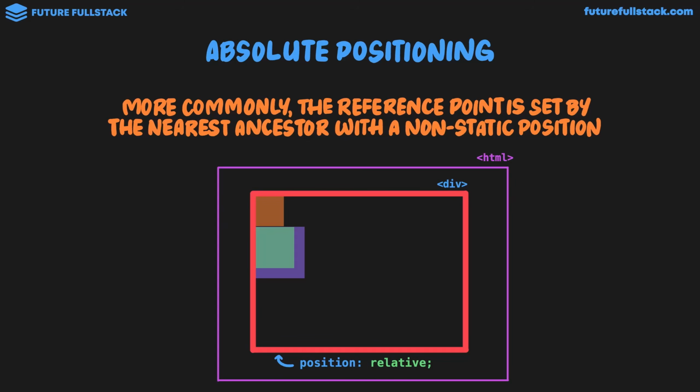So if we applied the offset properties now, let's say left 100 pixels, this will move our green element 100 pixels from the left edge of the div, and top 50 pixels will move our element 50 pixels from the top edge of the div. So the reference point has completely changed. Let's go play around with this inside VS Code.